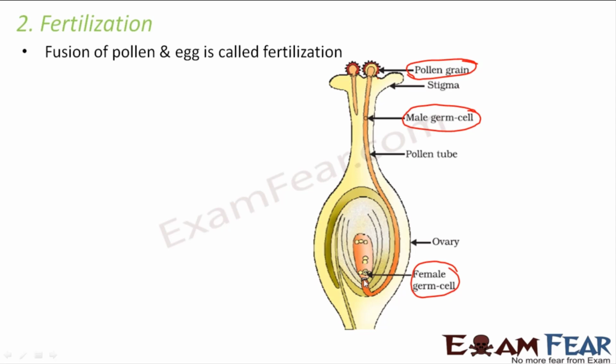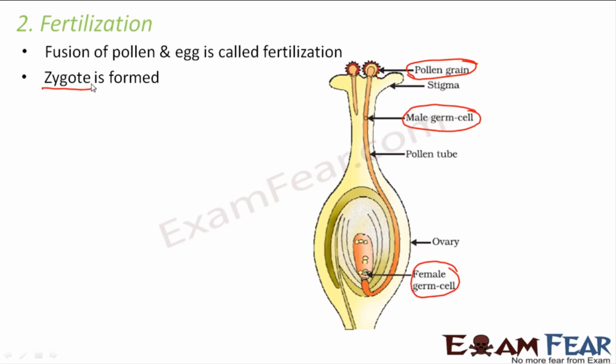Once the male germ cell reaches here, the female germ cell is already there. So the male germ cell and the female germ cell will fuse together, and this fusion will give rise to a zygote. What is a zygote? A zygote is a single-celled organism which is formed by the fusion of the male cell and the female cell. So they fuse together to form a zygote which will consist of one cell.